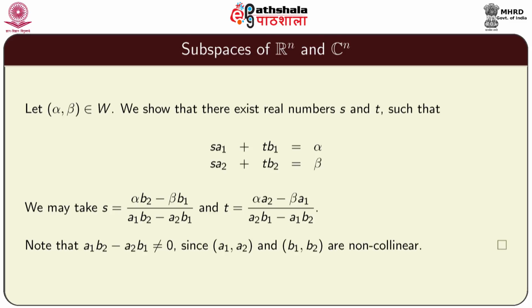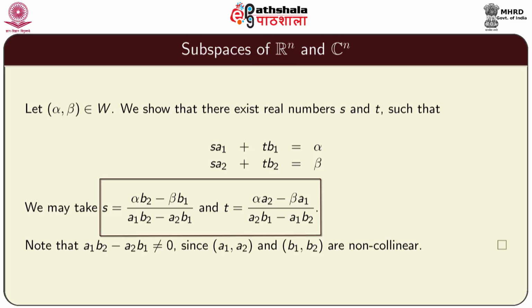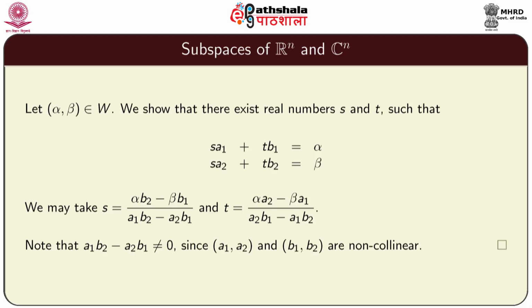Now, if we solve these two simultaneous linear equations, then we can see that choosing S to be (alpha B2 minus beta B1) by (A1 B2 minus A2 B1) and T to be (alpha A2 minus beta A1) by (A2 B1 minus A1 B2) serve our purpose. The only thing we have to be careful about is the denominator, which is A1 B2 minus A2 B1, but that is not 0 because (A1, A2) and (B1, B2) are non-collinear.